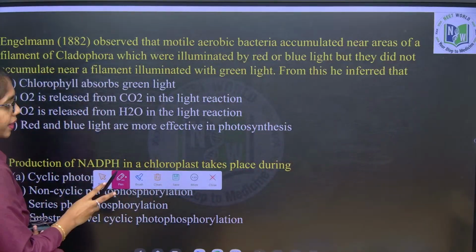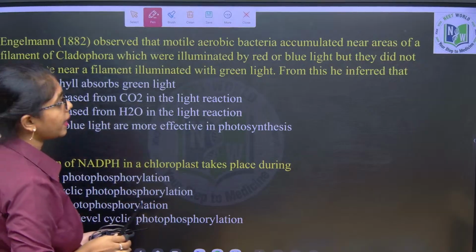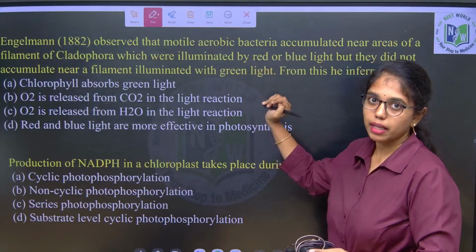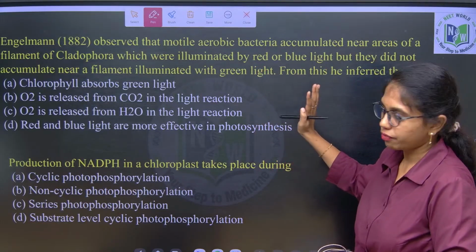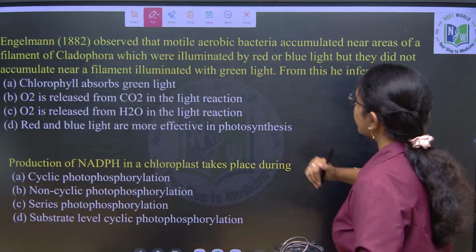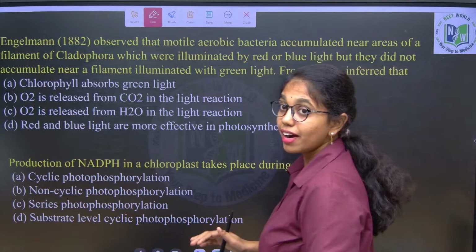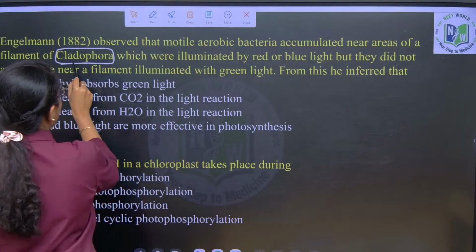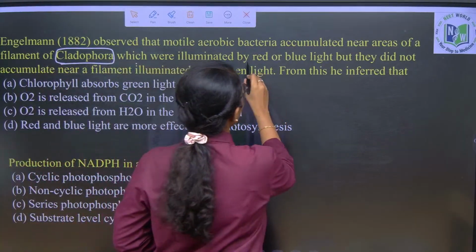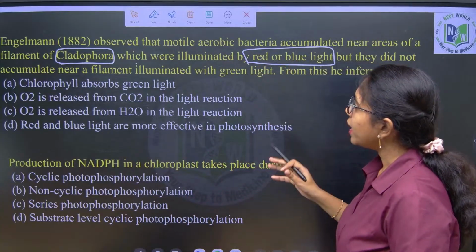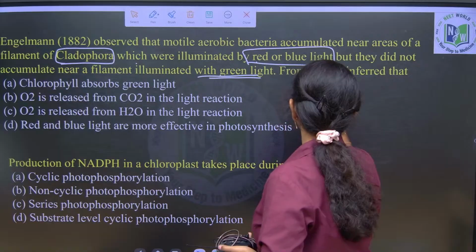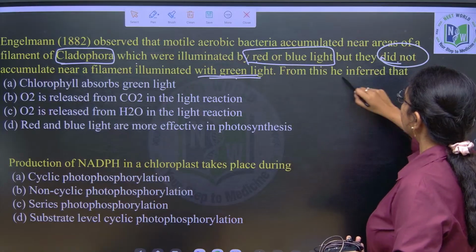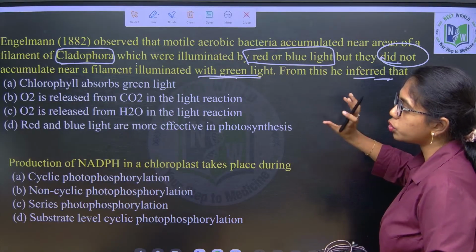Engelmann observed that motile aerobic bacteria, this is from photosynthesis in higher plants, focus on it, and this is from the experimental part. Listen and choose carefully. Engelmann observed that motile aerobic bacteria accumulated near the areas of a filament of Cladophora which were illuminated by red and blue light, and accumulated near the filament illuminated with green color, but not when exposed to green light from the infrared. That means we have to choose what statement.